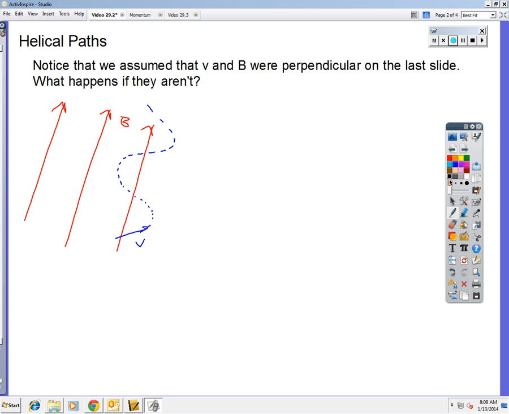And it's very, very difficult to draw those. So I'll try again in class tomorrow. But the important part is you get a helical path, not helicath, and it follows the magnetic field lines.